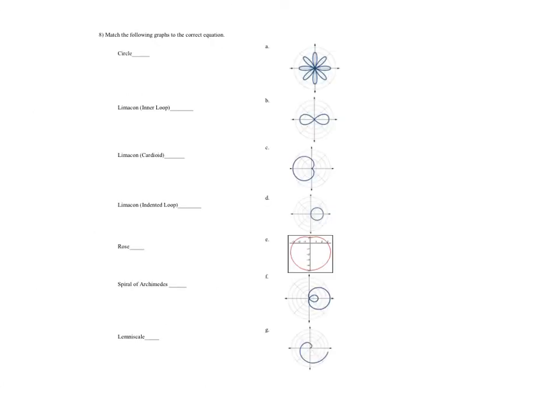All right, on the next section, this should be very familiar to you by now. This is the exact same problem we had on the last test. All you're doing is identifying the polar graph with its name. Okay, so the first one is the circle. Well, that's this one right here, graph D. The limaçon inner loop is the one that has a loop inside, and that is F. The limaçon cardioid is the heart.